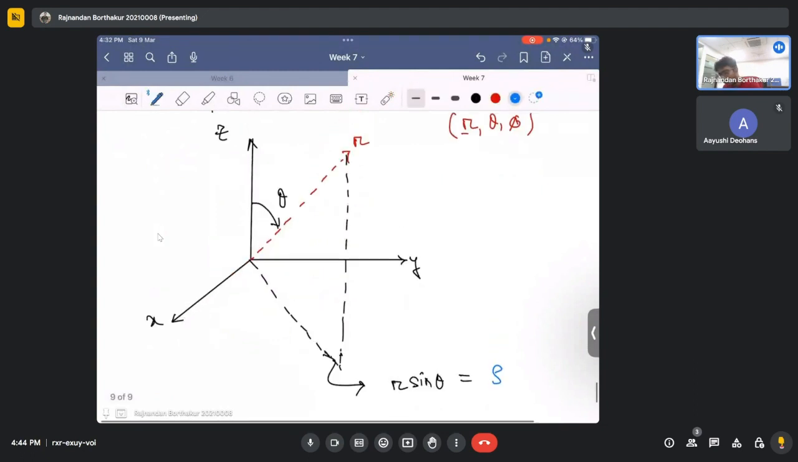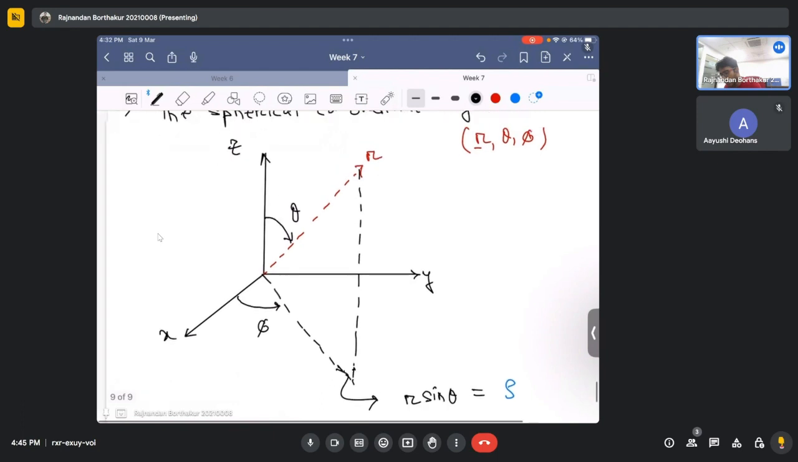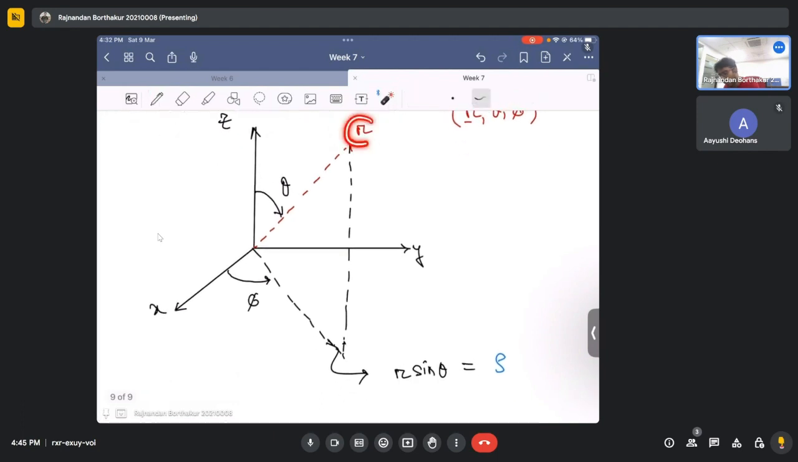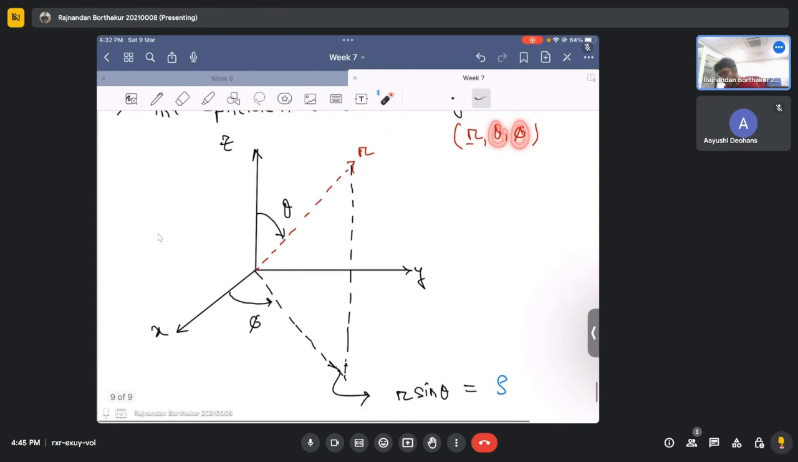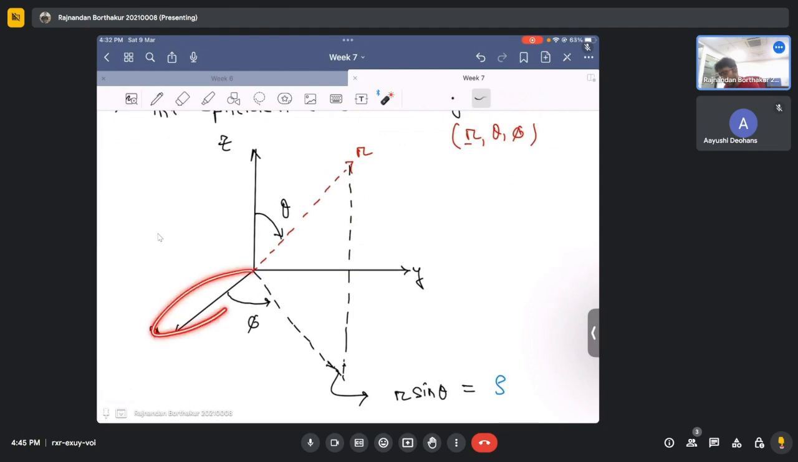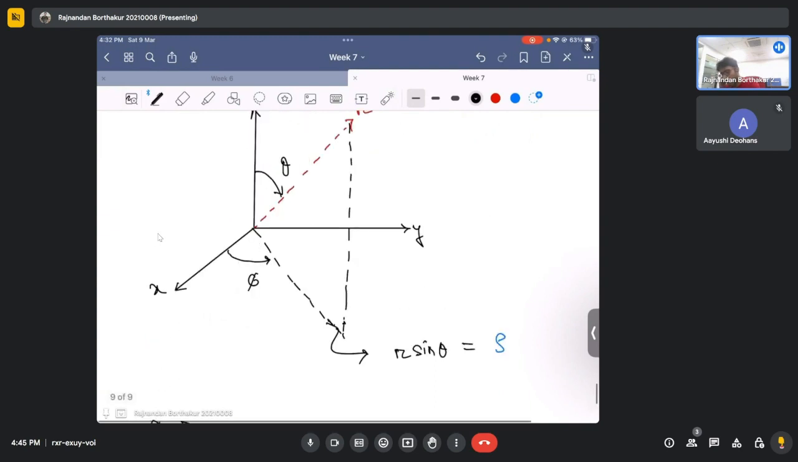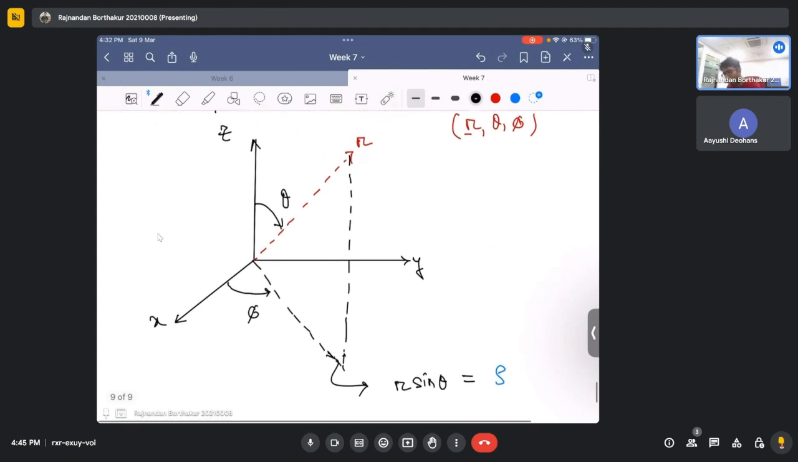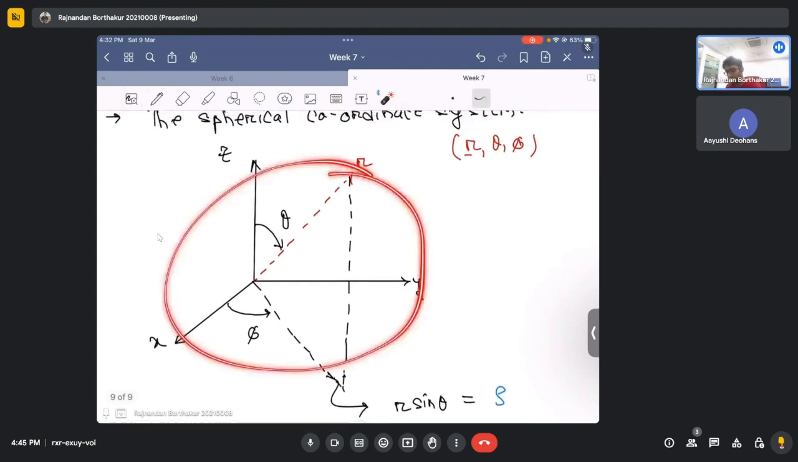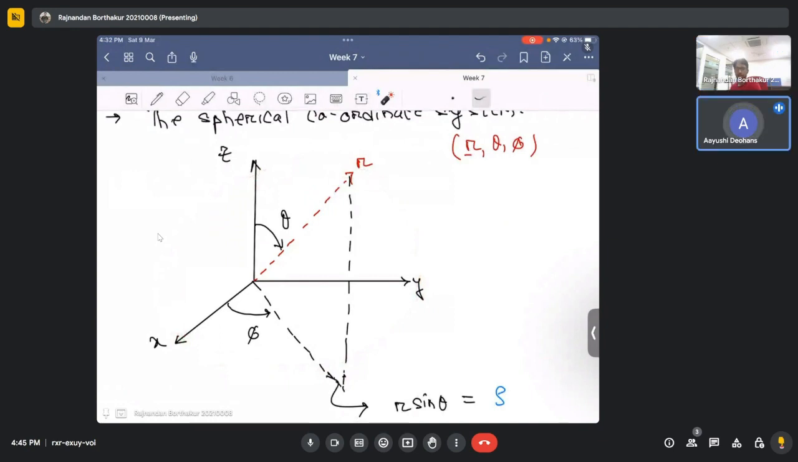Okay, and now this phi, as you see, is measured in this sense from the x-axis. All right. Then in terms of r, theta, and phi, can you tell me what this x vector would be, based on your geometry, based on this trigonometric picture? R sine theta cos phi.